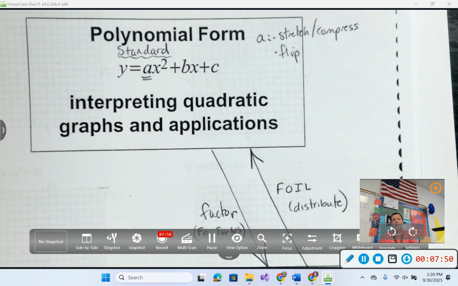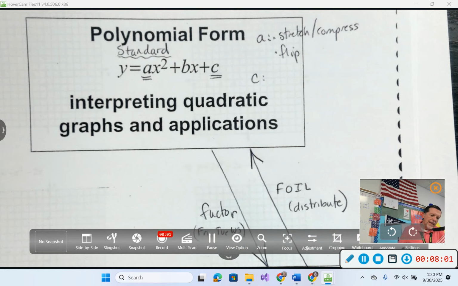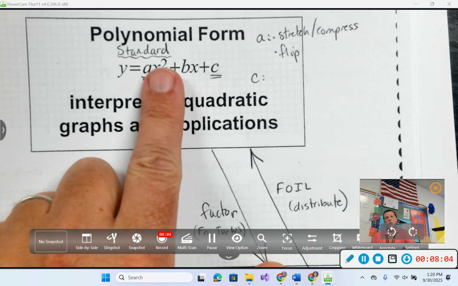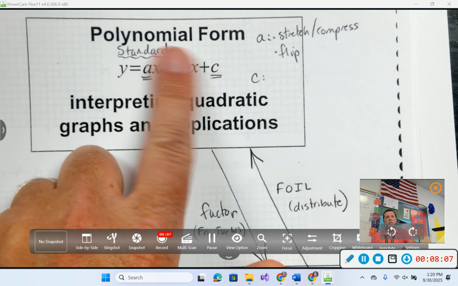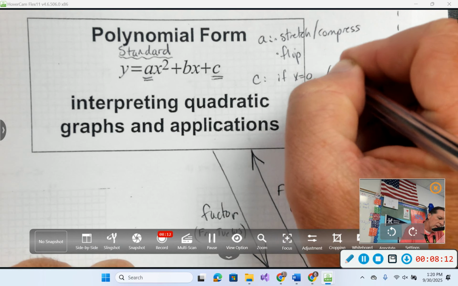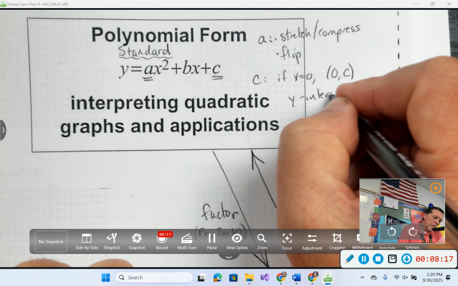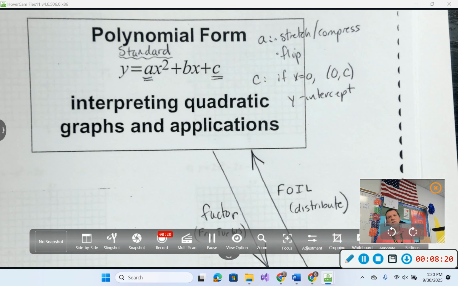So even though it doesn't tell us much, we'll know if it's steep or squished or flipped. C. Let's see. If I plugged in 0, I would just get C left, right? If I plugged in 0, the other stuff will go away. So if x equals 0, then (0, C) is a point, which makes it the y-intercept. So it's easy to find the y-intercept, but only the y-intercept doesn't usually do you much good when graphing.